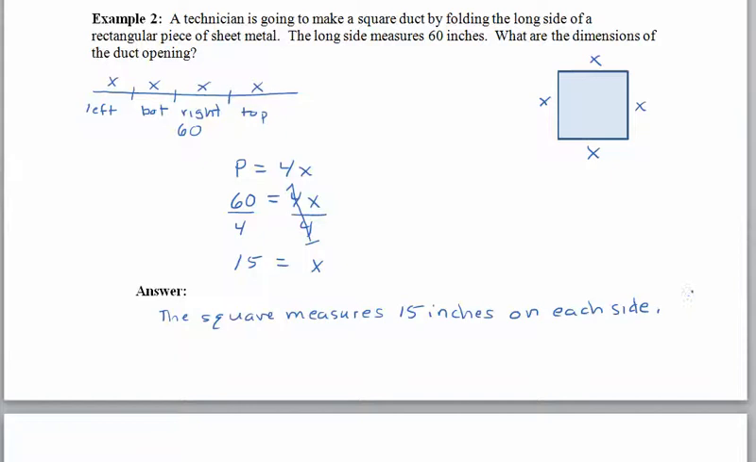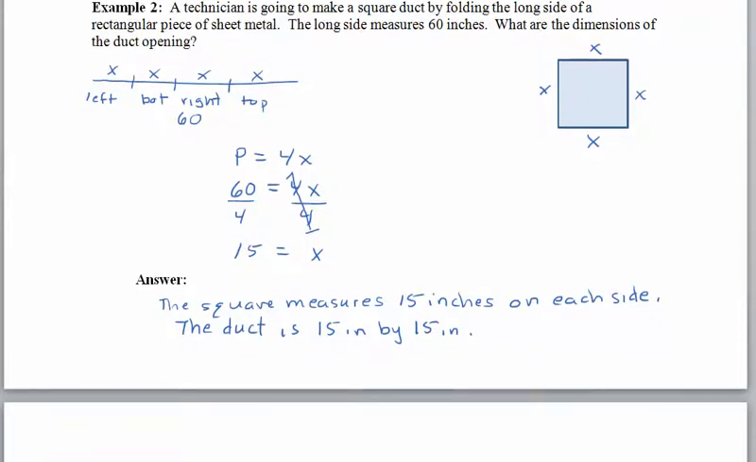This sort of answers the question they asked us. They actually asked us what are the dimensions of the duct opening, and usually dimensions are given as a length by a width. So we could say that the duct is 15 inches by 15 inches. And that would work fine also. All right, let's check out the next page.